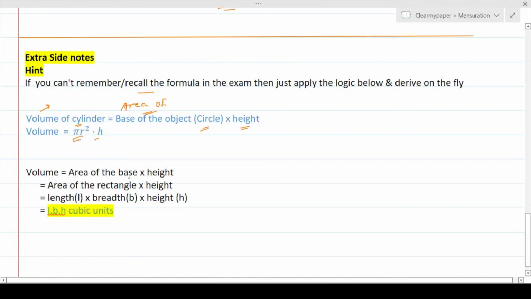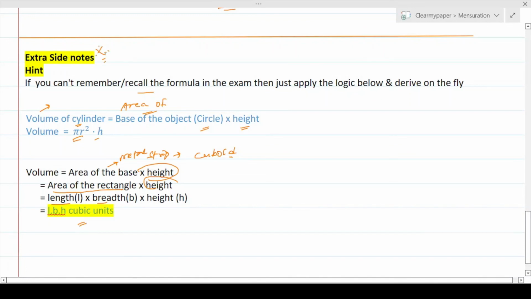Similarly, the volume of the strip is going to be the area of the base, which is a metal strip, and it's going to be a cuboid. Since it's a cuboid, the base is rectangular in shape. All the sides of a cuboid are rectangular, and the area of the base means the area of the rectangle, which is just length into breadth, and then finally you multiply by the height, which is the same in both cases. Then you get L into B into H cubic units. So that's how you remember.